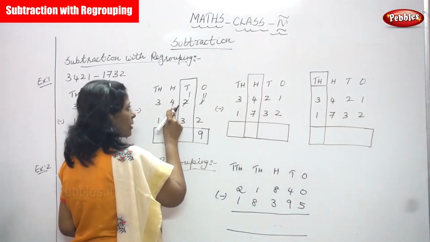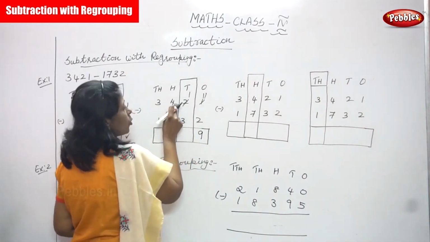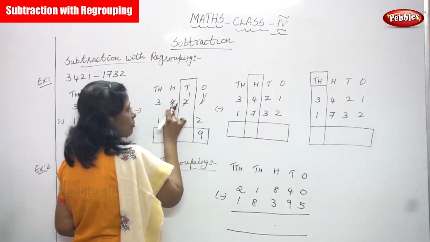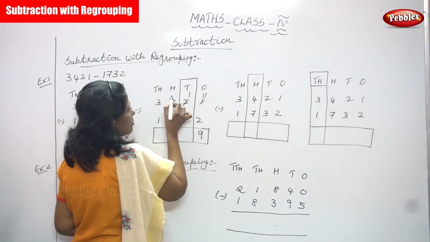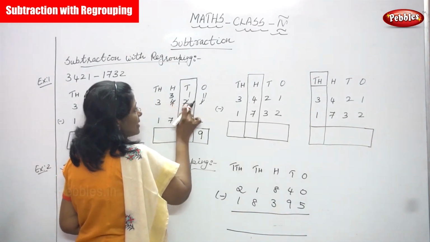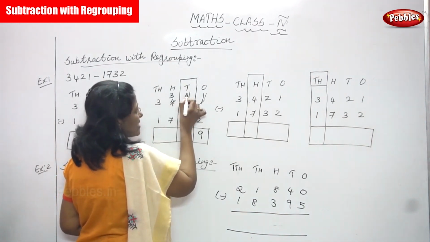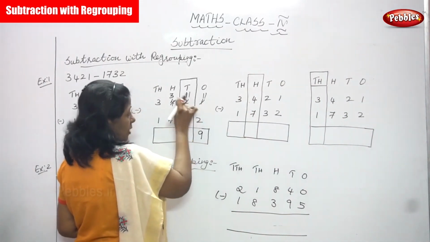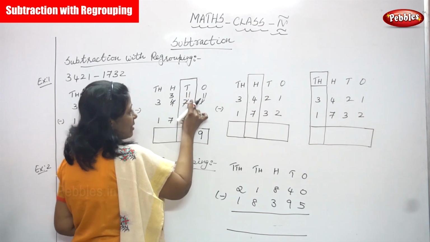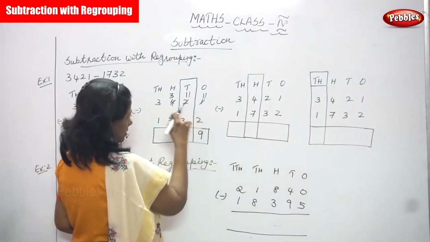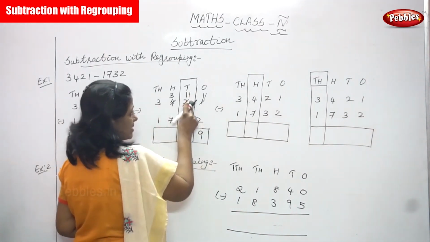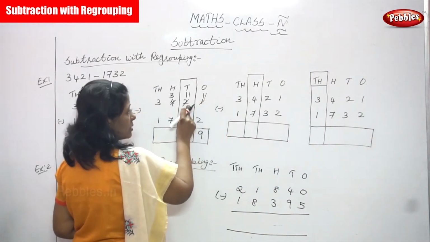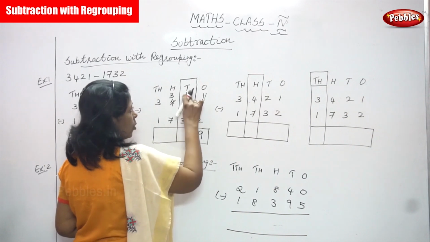So you have to borrow from the hundreds place. What is the number here? 4. So you have to borrow 1 ten from here. This 4 becomes 3, and 10 plus 1 you get 11. So 11 minus 3. Already 1 is here because you have given 1 ten. So what is the number here? Only 1.